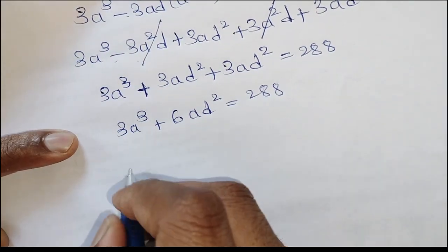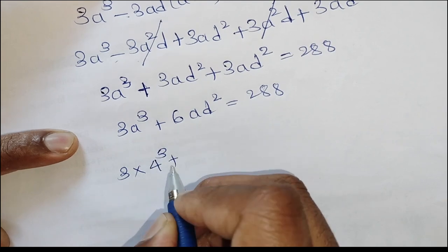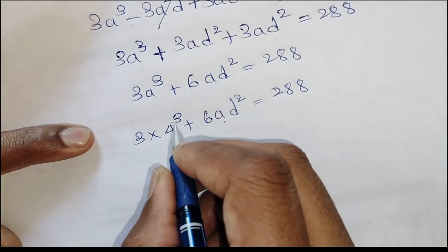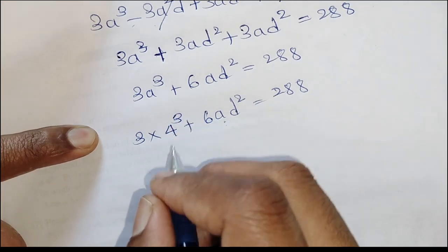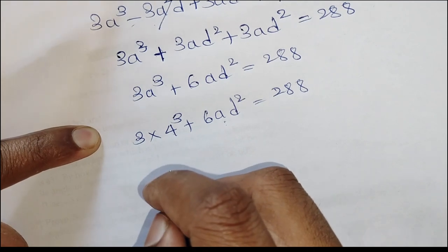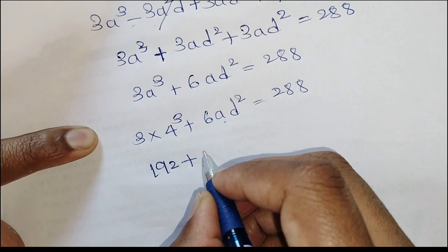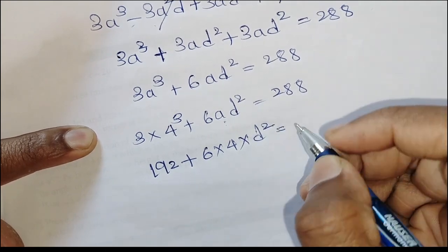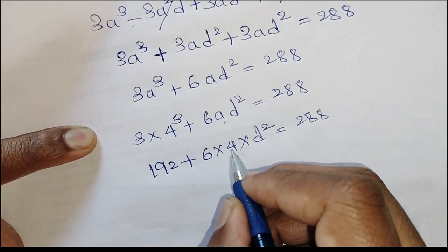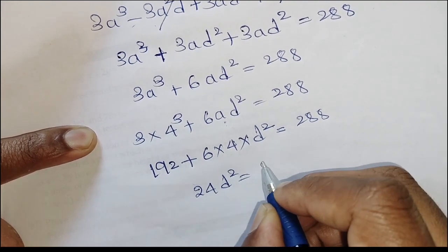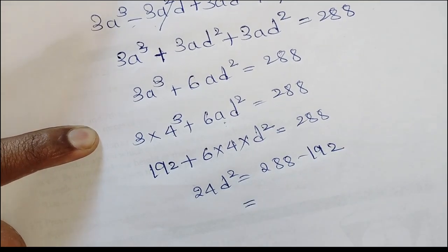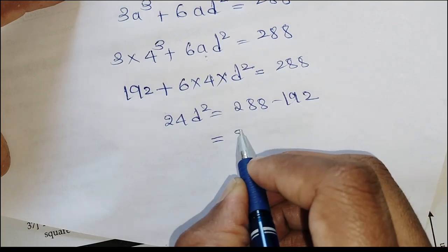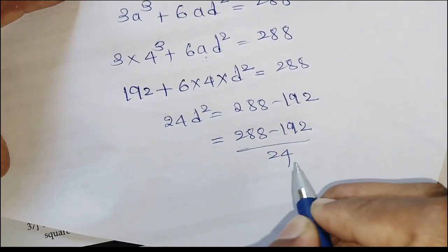We know the value of a, that is 4. So a cube is 4 times 4, 16, 16 times 4, 64, 64 times 3 becomes 192, plus 6 times 4 into d square equals 288. 6 times 4 is 24, so 24 d square equals 288 minus 192, that becomes 96.